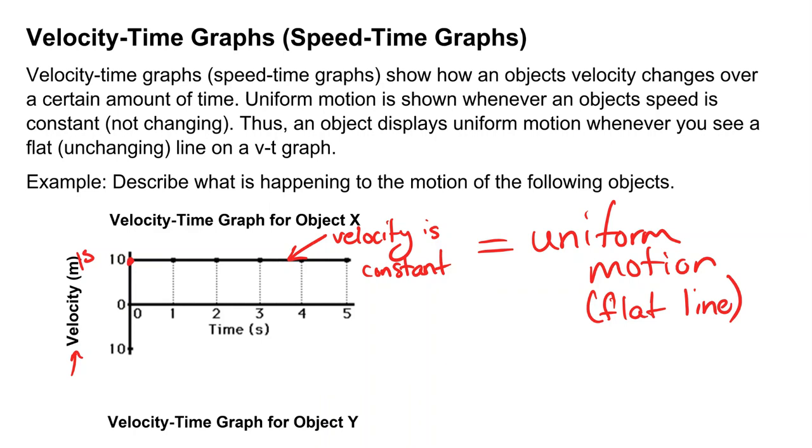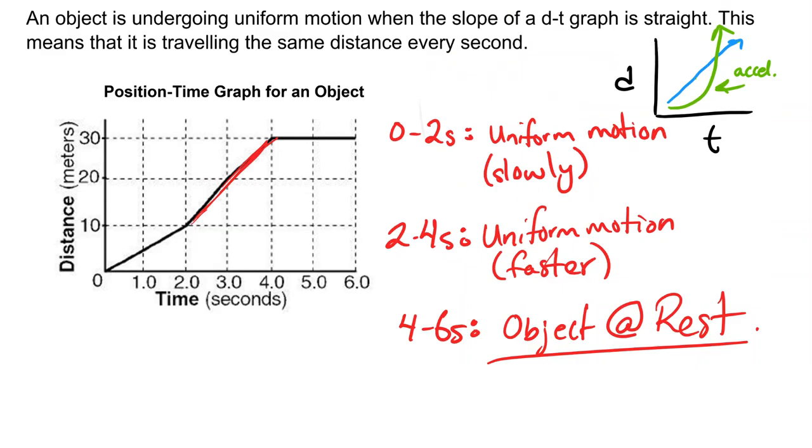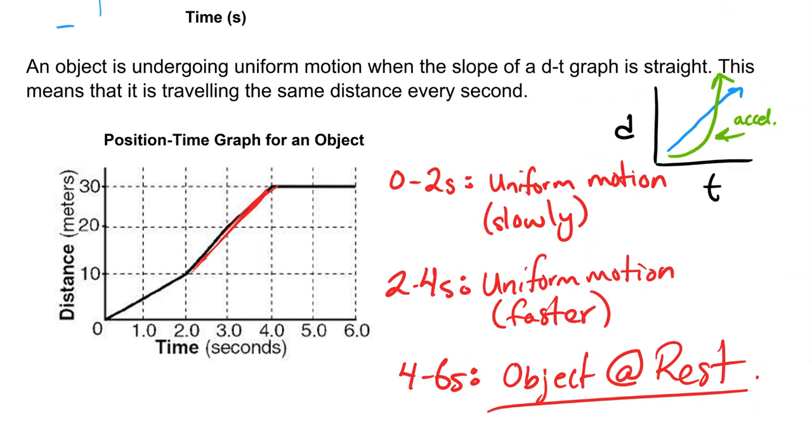Now, let's take a look at the other graphs that we were just looking at. So a flat line for a velocity time graph is uniform motion. But a flat line, gotta wait for my computer to catch up with me. A flat line here on a distance time graph means it's motionless.